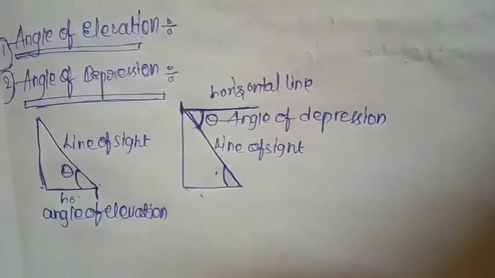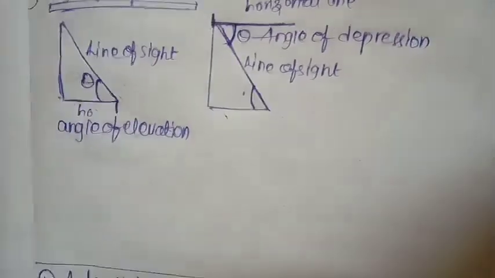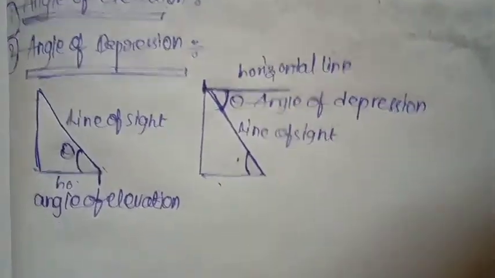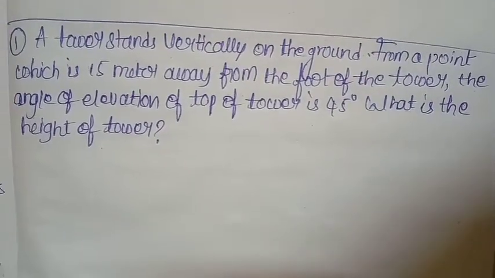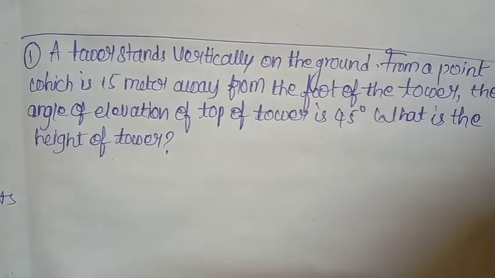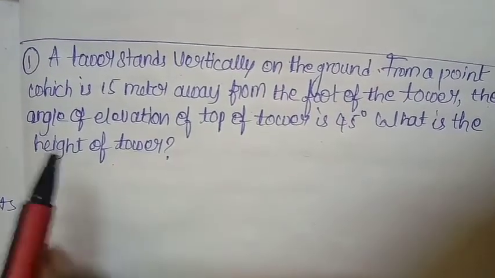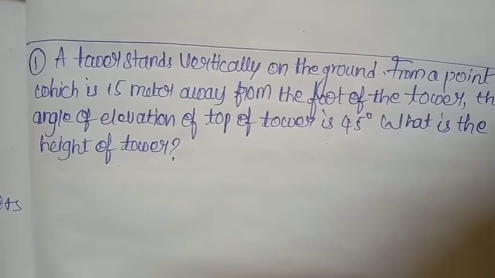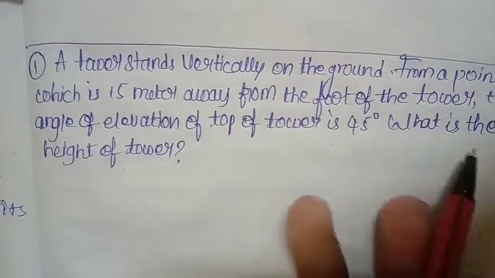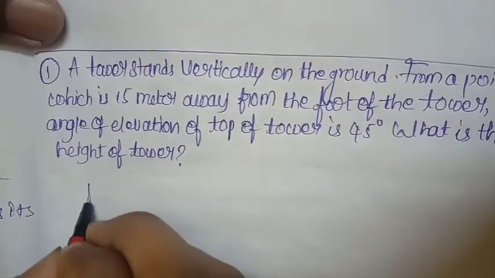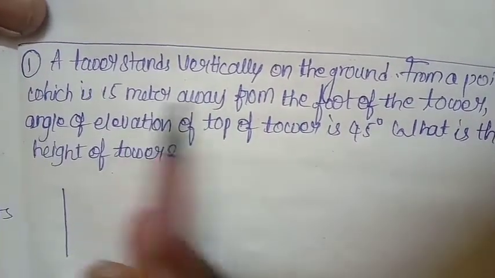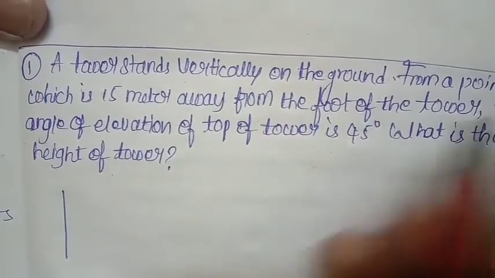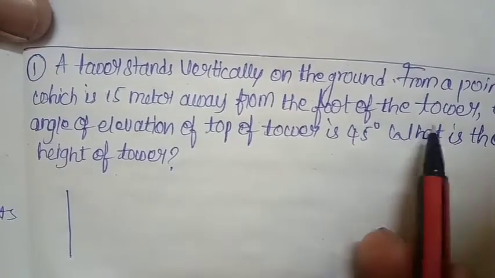Let's discuss the first problem. In this chapter we mainly learn how to measure the heights of trees and many objects. The problem given: a tower stands vertically on the ground. First read the question, and according to the question we have to solve the problem. A tower stands vertically on the ground, from a point which is 15 meters away from the foot of the tower.